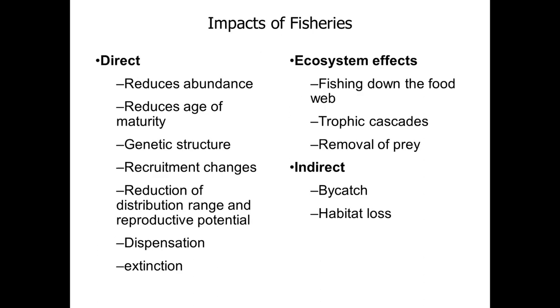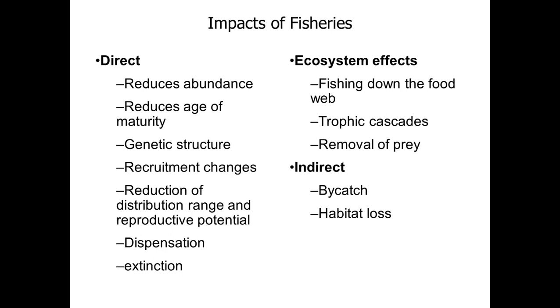And what are the impacts of fisheries? Similar to other exploited populations, there's direct effects of reducing the abundance of fish. And I'll go through examples of these later. It reduces the age of maturity by removing or selecting against the largest individuals, thus changing the genetic structure of the population and the recruitment. It can also change range and reproductive potential, and ultimately lead to extinction.